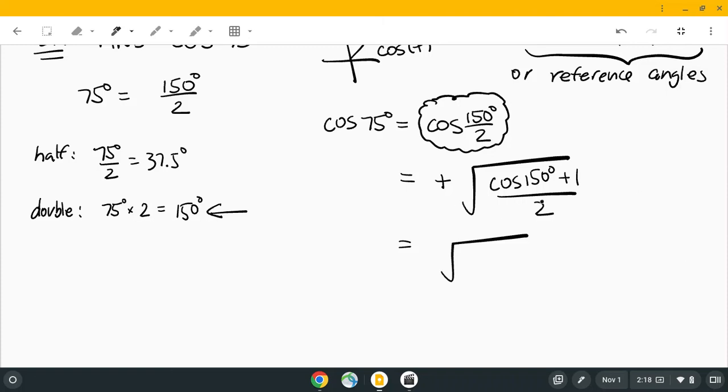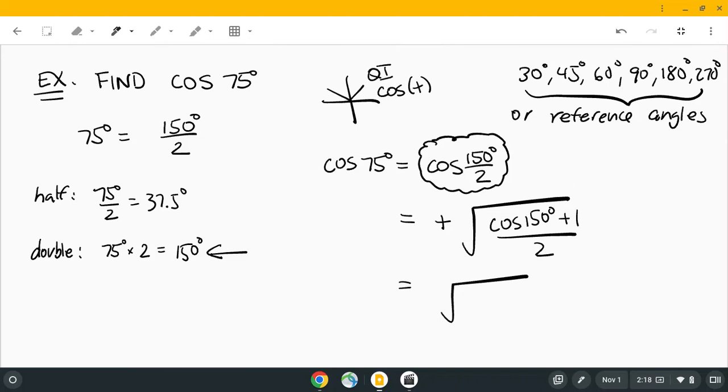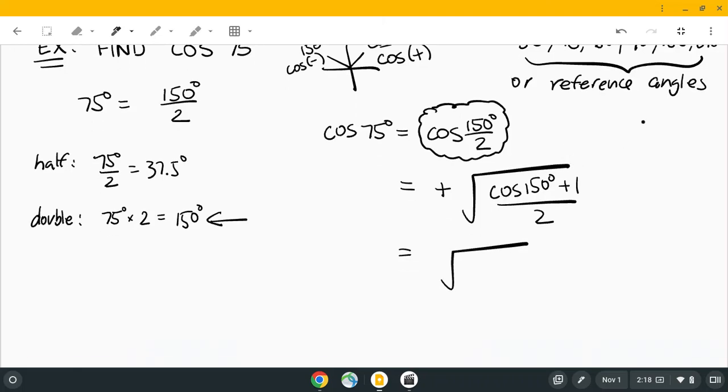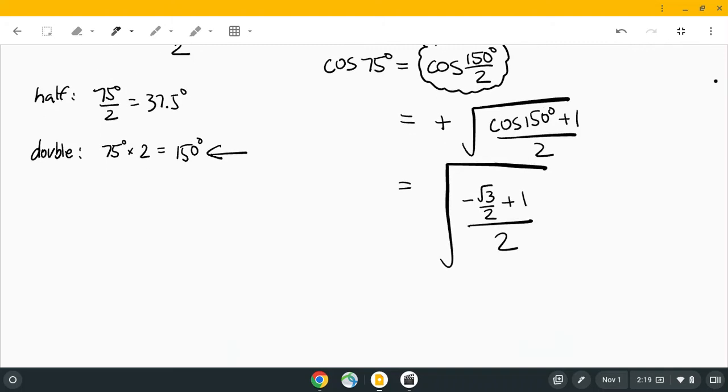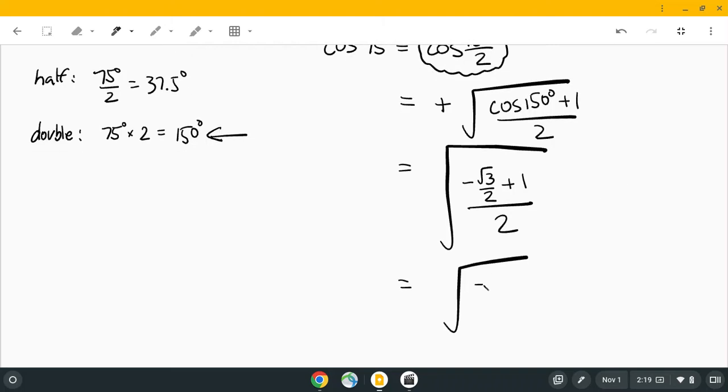150 degrees is over here. 150 degrees, and cosine here is negative. So when we evaluate this part, we're going to get negative square root 3 over 2 plus 1. Make this a little taller. All over 2. And then over here, I'm going to multiply everything by 2 to get rid of this little fraction that's within this bigger fraction. So multiply this by 2, this by 2, and this by 2. And that will give me negative square root 3 plus 2 and plus 4.